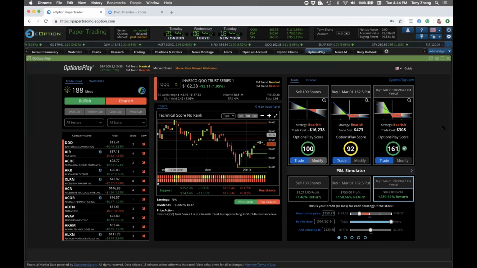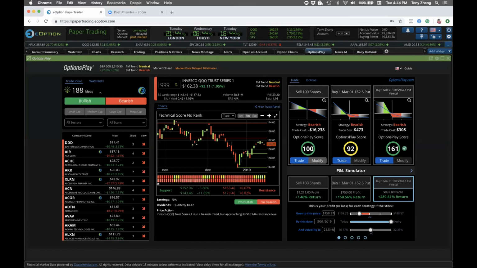strategies on your own. So for those of you that are brand new to OptionsPlay, this tool is divided into 3 sections. We have trade ideas and watch list here on the left-hand side of the screen. In the middle, we have our security analysis panel. And on the right-hand side, we have trading and income. These 3 panels are what we consider the what, the why, and the how of options trading.